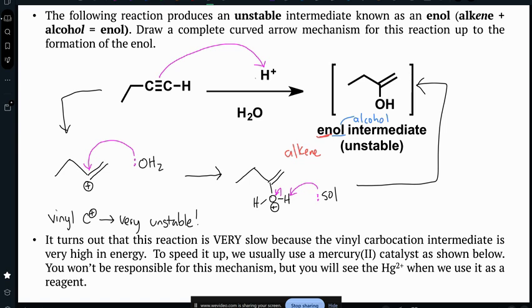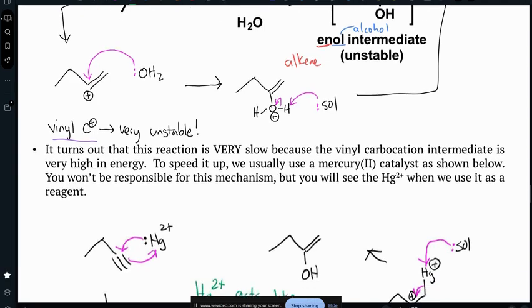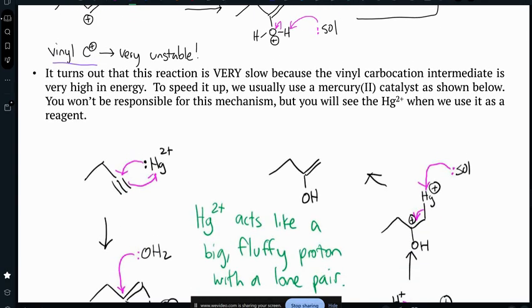It turns out that under the usual circumstances where we would carry out this reaction, the acids that we use are just not strong enough, and this first step is very, very slow, because the vinyl carbocation is so unstable. So we generally are going to add an additional catalyst to this reaction that will speed it up. The way it does so is more complicated, and I show it below, but it's not one that I'm going to require you to know.